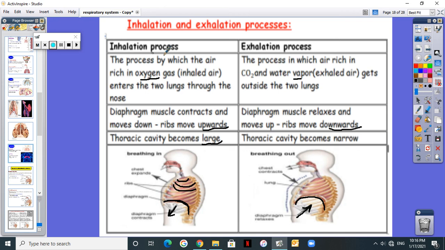During the inhalation process, your diaphragm contracts and moves down. During exhalation, your diaphragm relaxes and moves up. During inhalation, your ribs move upwards. During exhalation, your ribs move downwards. During inhalation, the thoracic cavity becomes large, but during exhalation, your thoracic cavity becomes narrow.